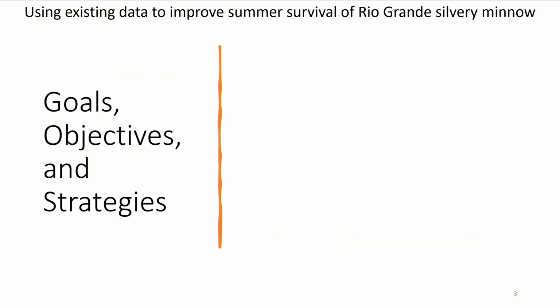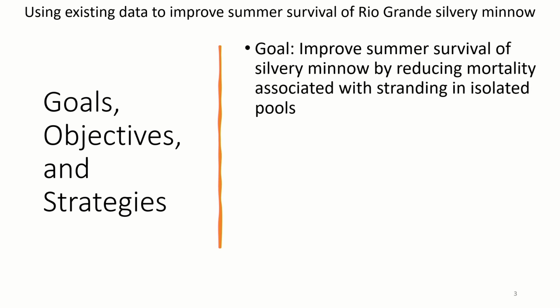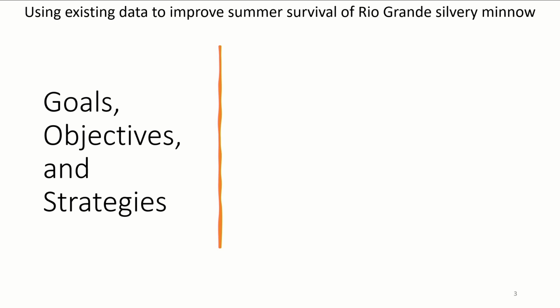So just going over the goals, objectives, and strategies for this project. Really I want to try to improve summer survival of silvery minnow by reducing the mortality associated with stranding in isolated pools. There is a larger, overarching issue, which is recovering silvery minnow, and you can break that into two parts: improving recruitment in the spring and improving survival throughout the summer. I just try to break it down into a manageable chunk and focus on improving that summer survival.